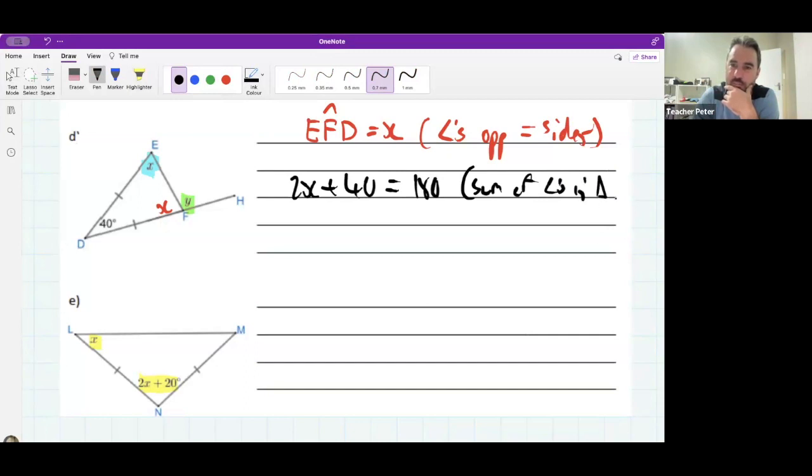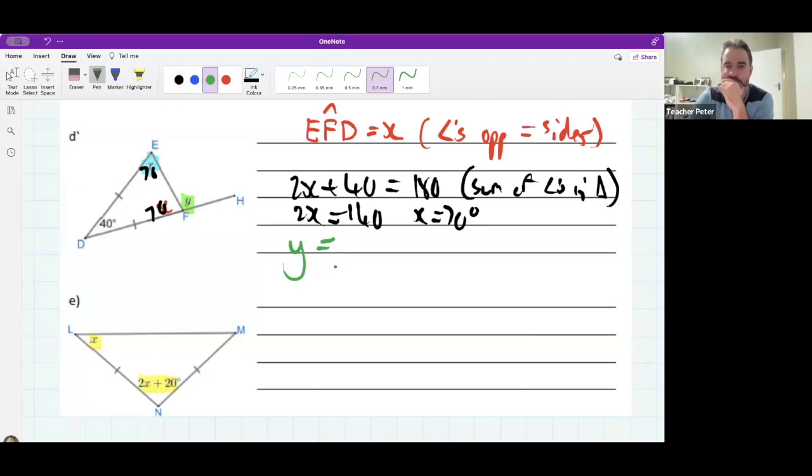Okay, so we have 2x plus 40 must be 180, and that's sum of angles in a triangle. And then we know that 2x must be 140, so therefore x must be 70. So Tsupang, I agree. Now, if we know that this is 70 and this is 70, what is y going to be then? Yeah, and it has to be 110, and the reason is angles on a straight line. Okay, so that's not so bad. Now you guys have to find what the value of x is in E. Can you do that one?